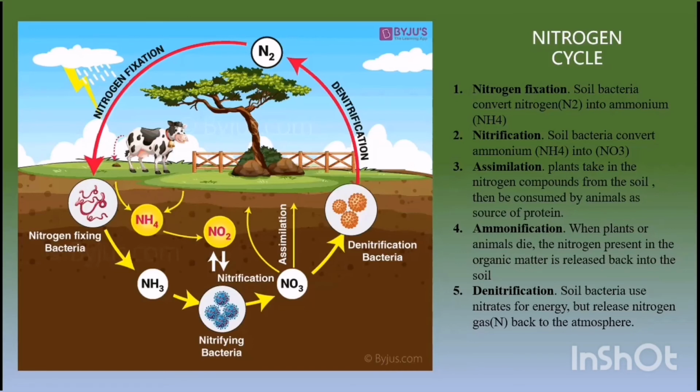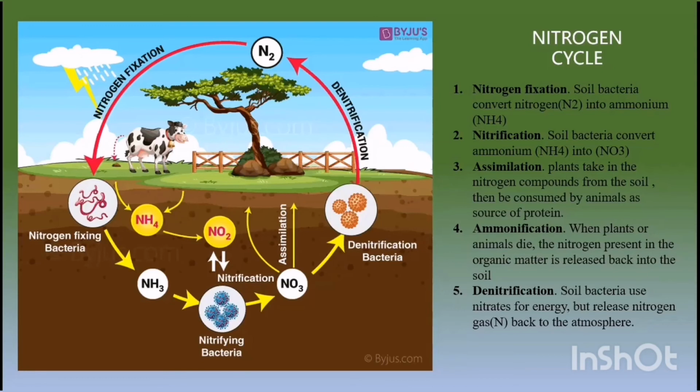The next step is assimilation. Plants take in the nitrogen compounds from the soil with the help of their roots, which are available in the form of ammonia. Nitrate ions or ammonium ions are used in the formation of plant and animal proteins. This way, it enters the food web when the primary consumers eat the plants.